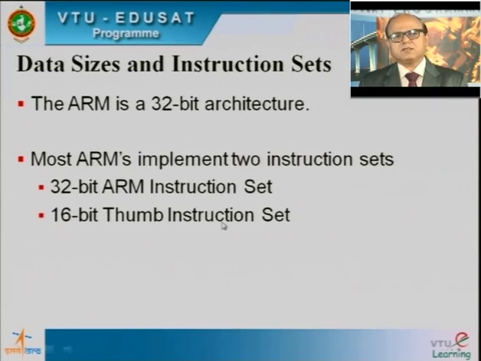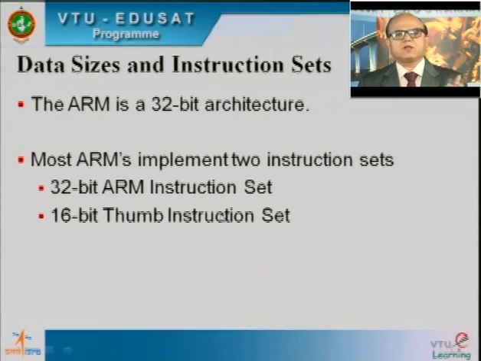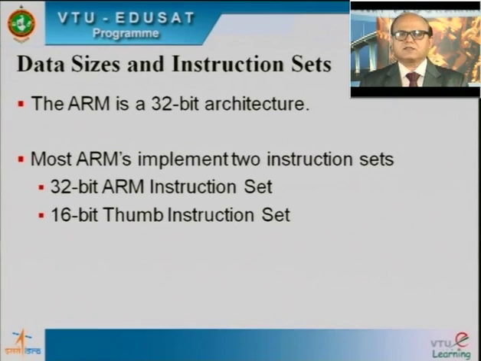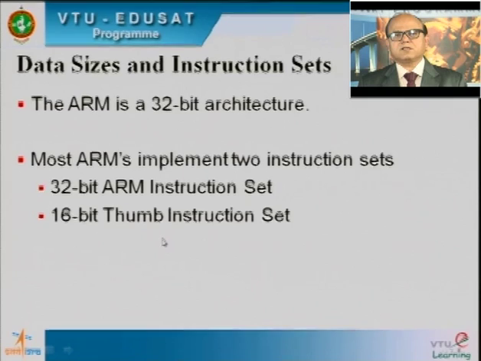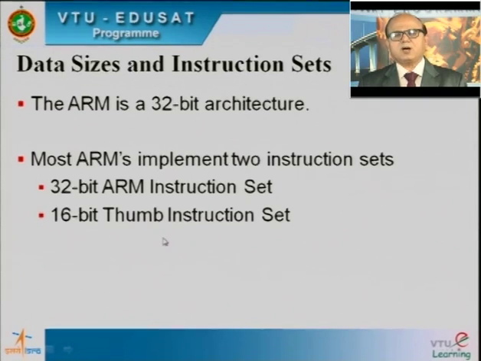The 32-bit one is the normal instruction set architecture, which we call the ARM instruction set, and the special instruction set we call the Thumb instruction set. The Thumb instruction set is a 16-bit instruction set, in other words each instruction is half a word, or 16 bits wide.